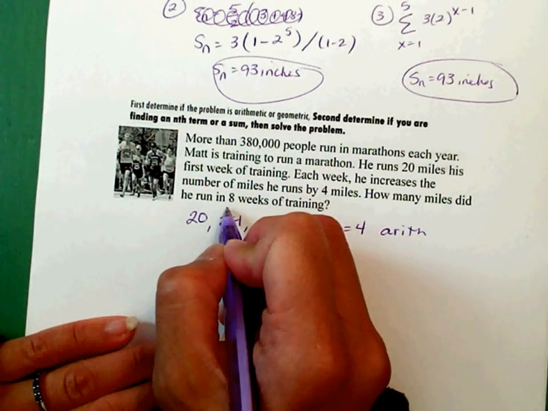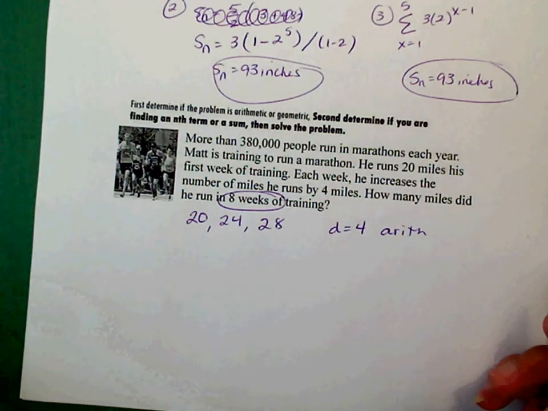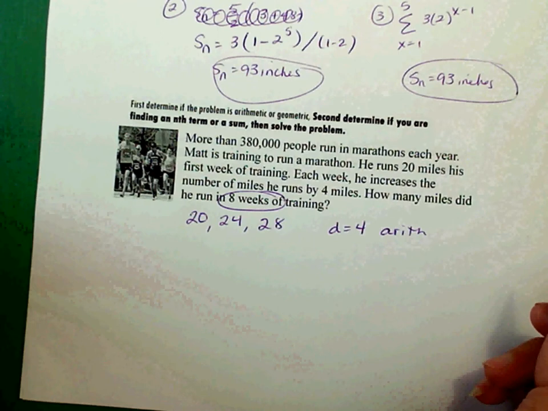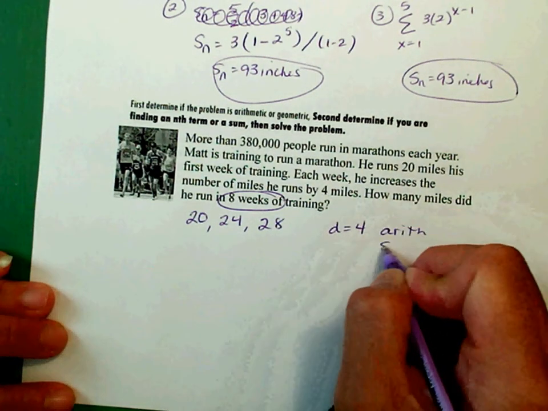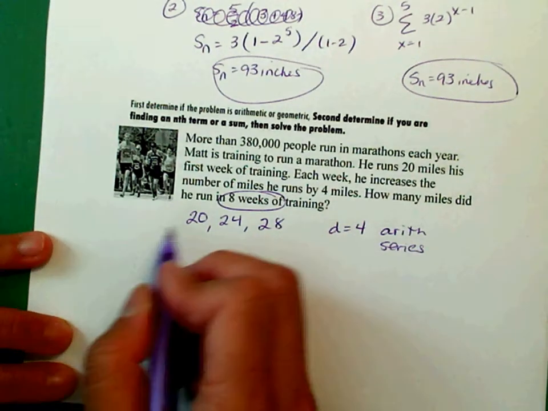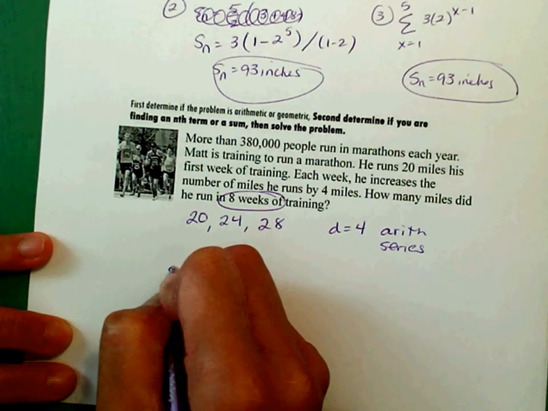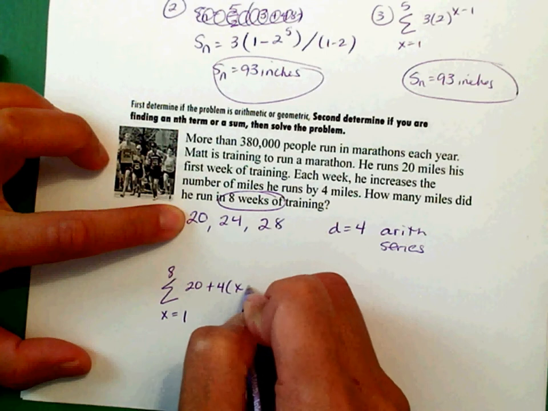Okay? So 8 weeks. How many miles did he run, not in the 8th week, but in 8 weeks of training? So how many miles did he run altogether? So this is also a series. Alright? So, if it's a series, I'm going to use this formula. x equals 1 to 8 weeks. First number is 20 plus 4, x minus 1. I'm going to use the sigma because I like the sigma.